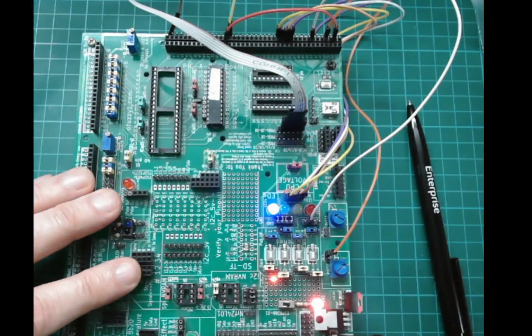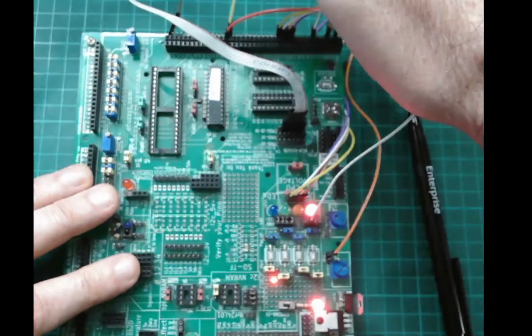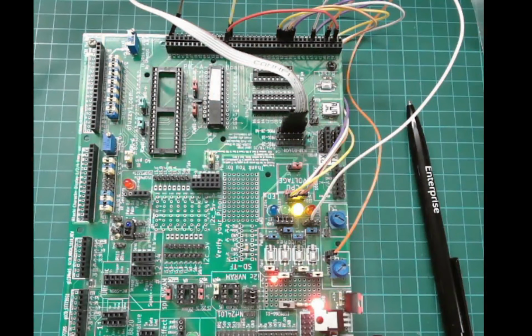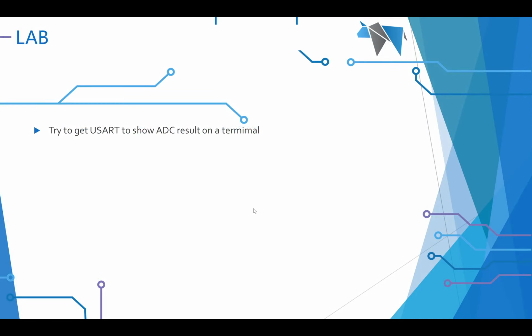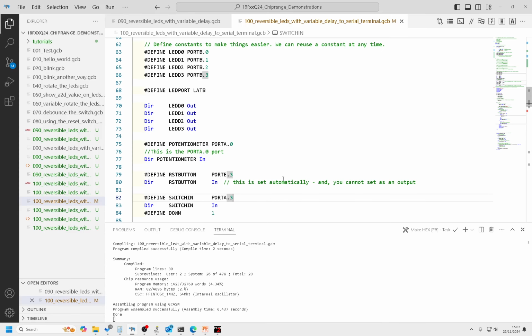So look, all I want to do is get some serial out of there. That's all I want to do. It's quite simple. PPS is the answer. Go back to my PowerPoint. So what I'm going to do is try to get the UART to show the ADC result on the terminal. So let's get some code up. Let's go straight into some code.